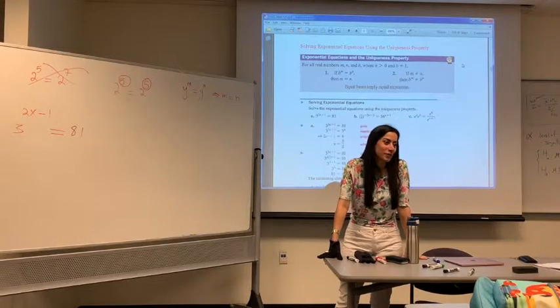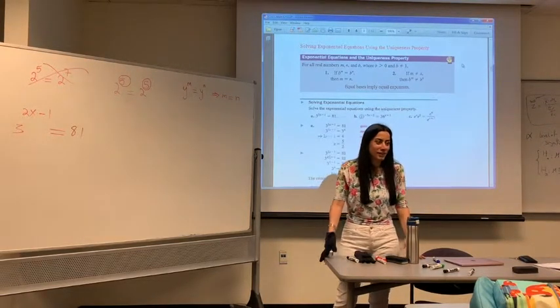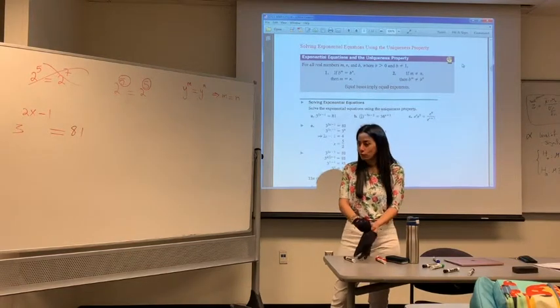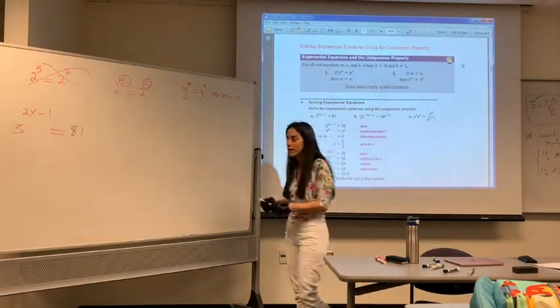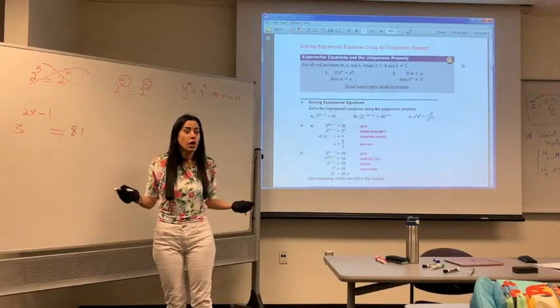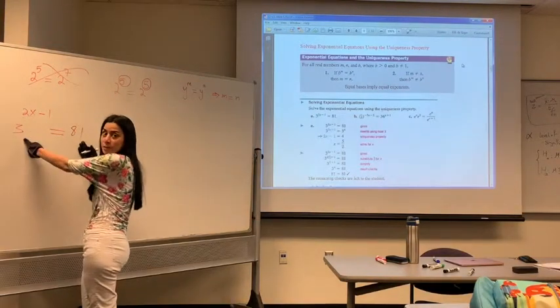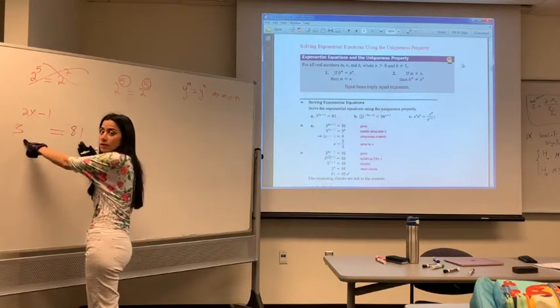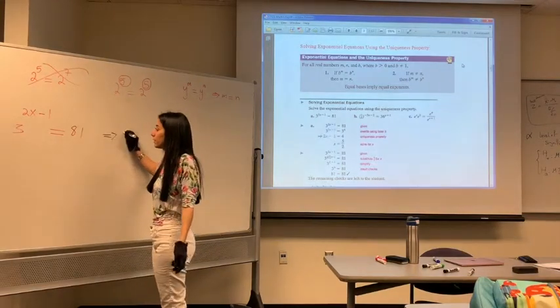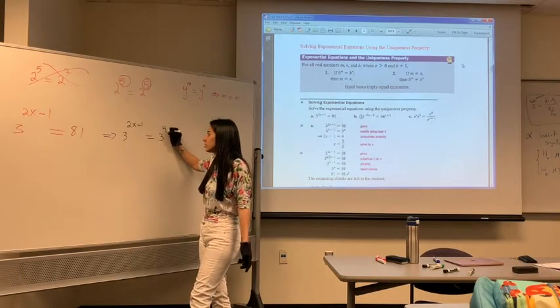Yeah. 3 power 4. Because 3 power 2 is 9. 9 multiplying 9 is 81. Okay? So 3 power 4. So instead of 81, we are going to write down 3 power 4. Why? Because we want to make these two sides to have the same base. The base is 3, right? So that's why I will write down 3 power 2x minus 1 should be equal to this.